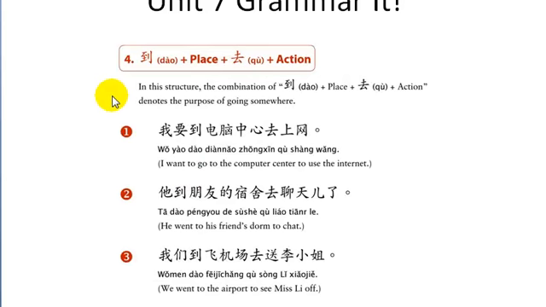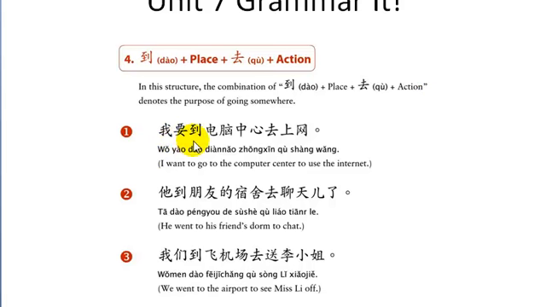All right, finally, here's another structure that you saw. 到 plus a place plus 去 plus an action. So in this structure, the combination of 到, place, 去 and action denotes the purpose of going somewhere. Okay? So going to a certain place to do something. Even though 去 means go, the proper translation is "to do something." Going someplace to do something. Going to the post office to mail a letter. Going to the store to buy some bread. Going to the classroom to study.